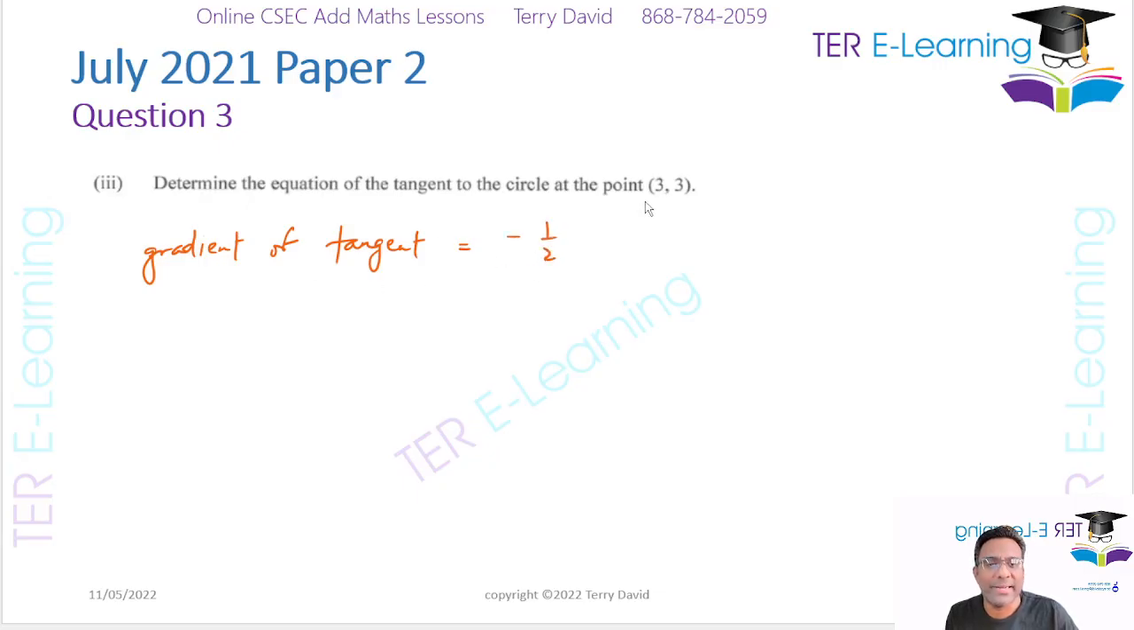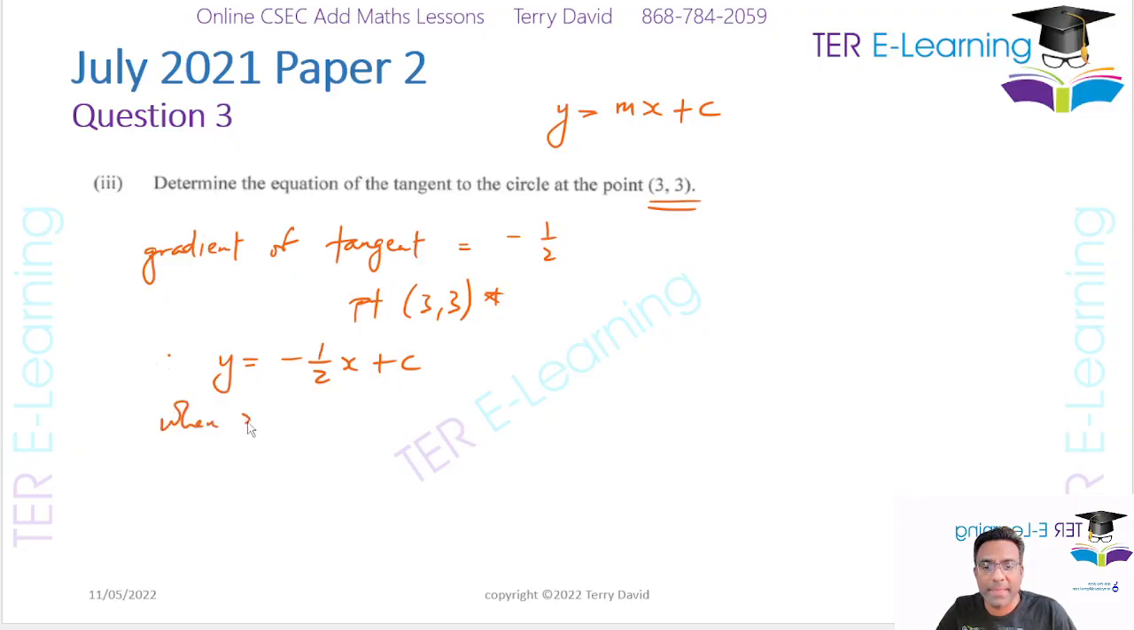And we know that it's passing through this point here. So the point that it's passing through is actually (3, 3). So therefore the equation of the line is going to be y is equal to, remember, the equation of all straight lines follows this format, y equals mx plus c. So m in this case is minus a half x plus c. And I'm going to use this point to figure out what c is.